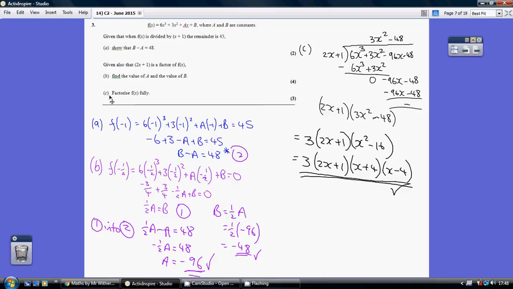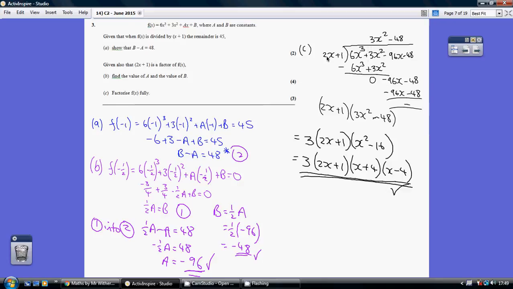Right, so part C, factorize this fully. Well, we now know what a and b are, so we can actually write our function out fully here. I've substituted a being minus 96 and b being minus 48, and I'm going to divide that by the factor 2x plus 1. So doing our long division, I get this here.